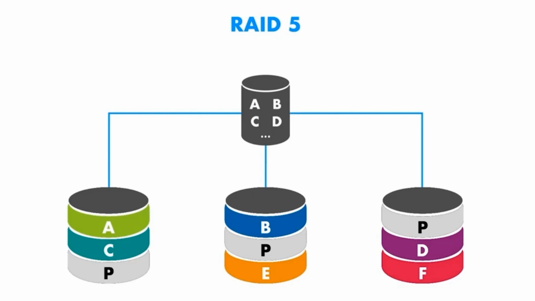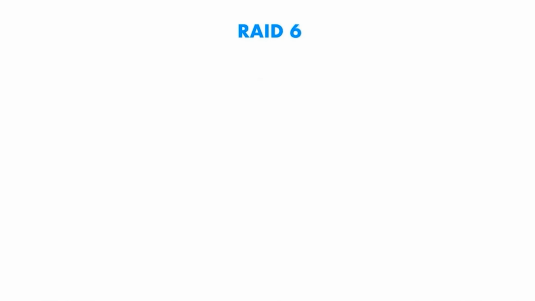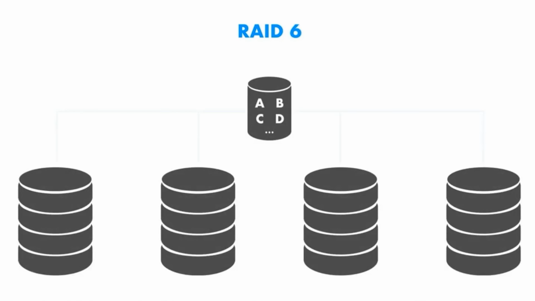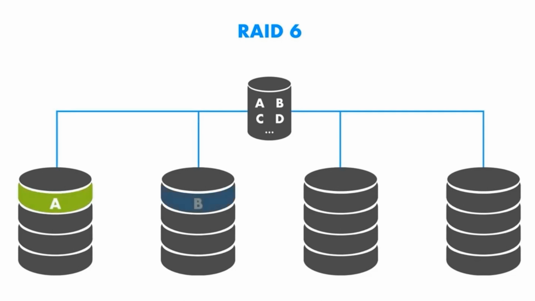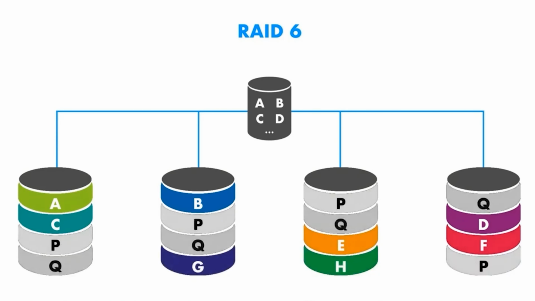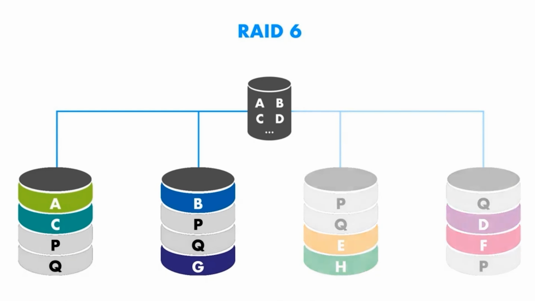RAID 6 is the most resilient of the levels discussed and requires at least 4 drives. Unlike RAID 5, it calculates and stores 2 independent sets of checksums, allowing the array to withstand the simultaneous failure of 2 drives without losing access to data. This exact characteristic makes RAID 6 the optimal choice for environments where storage reliability is a priority.